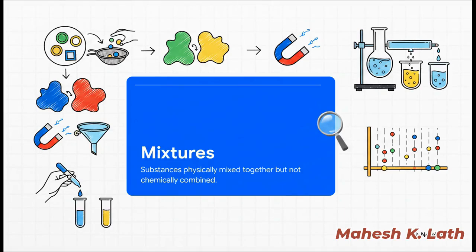A mixture is simply a substance made up of two or more elements physically thrown together. But here is the crucial part: they are not chemically bound. Because they aren't permanently locked together by chemistry, we can actually use their unique physical properties to force them apart. Honestly, much of scientific innovation is literally just the art of unmixing.